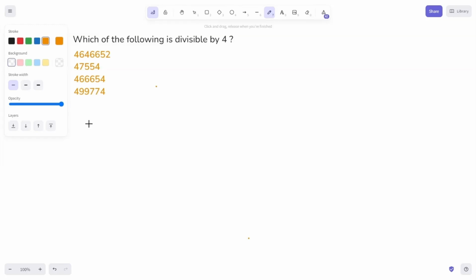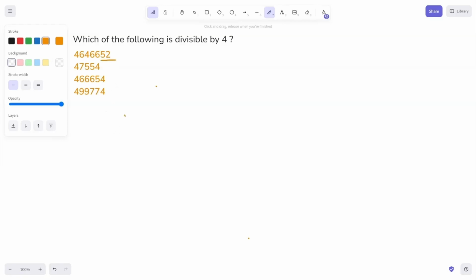Okay. So we will simply apply the divisibility rule of 4. And what is the divisibility rule of 4? The divisibility rule of 4 is very simple. If the last two digits of a particular number are divisible by 4, that means that number will always be divisible by 4. So let's check the last two digits of a number.